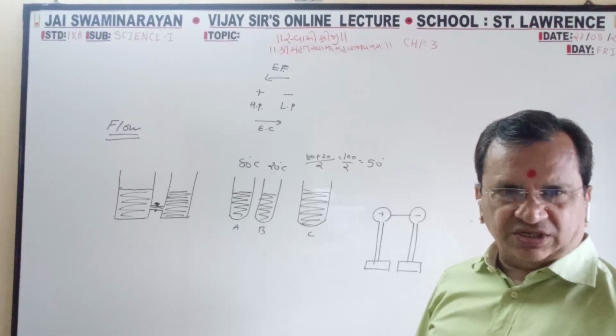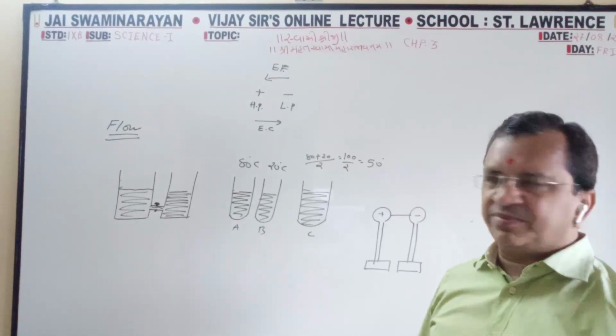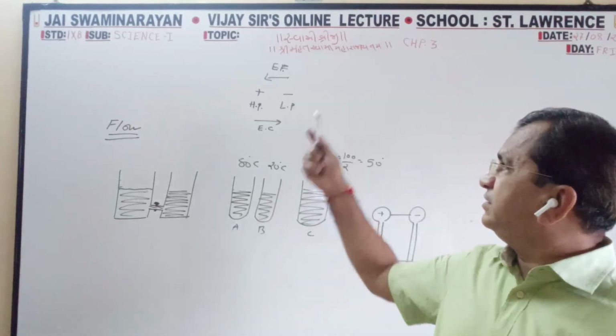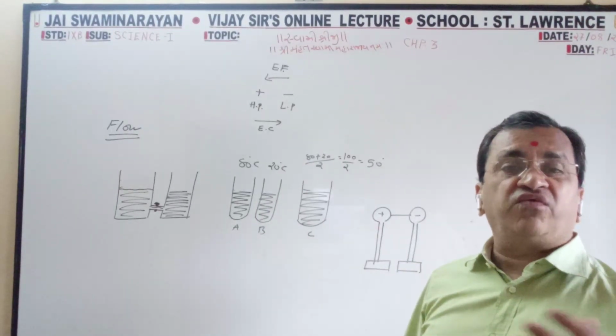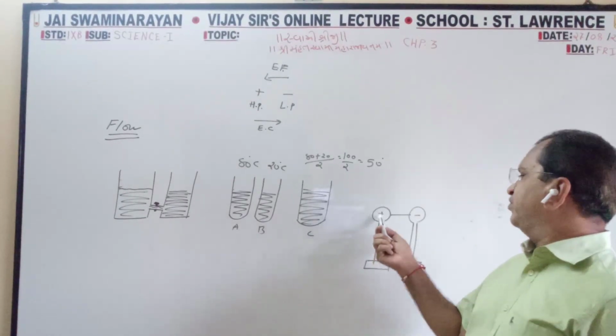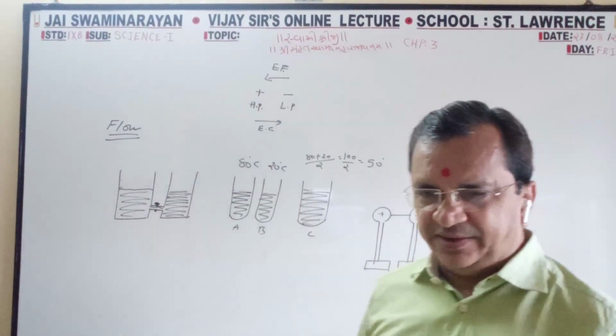HP is higher potential, LP is lower potential, EC is electric current. EF is electron flow: electrons flow from negative to positive, while electric current flows from positive to negative.